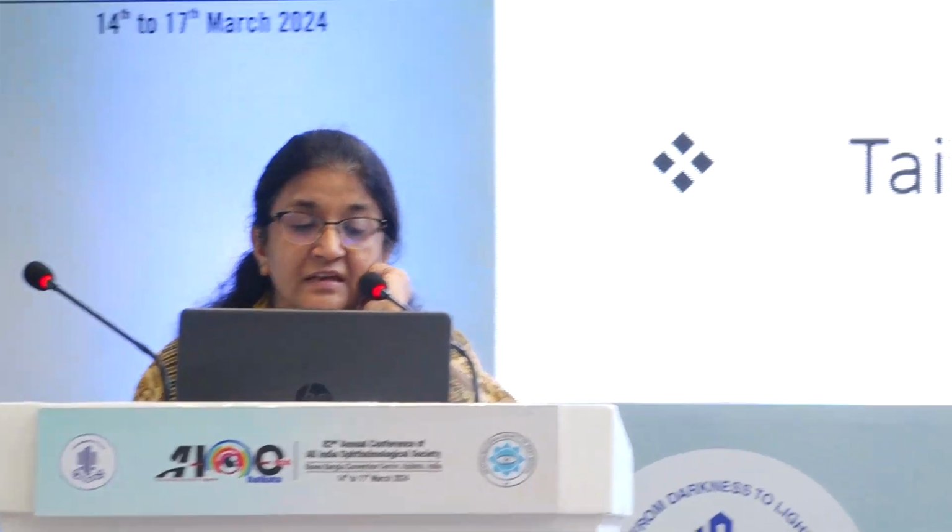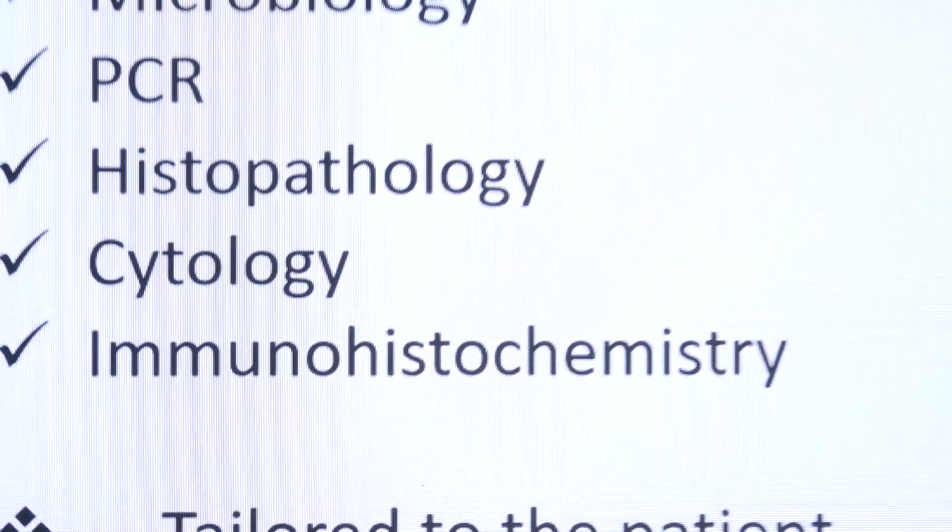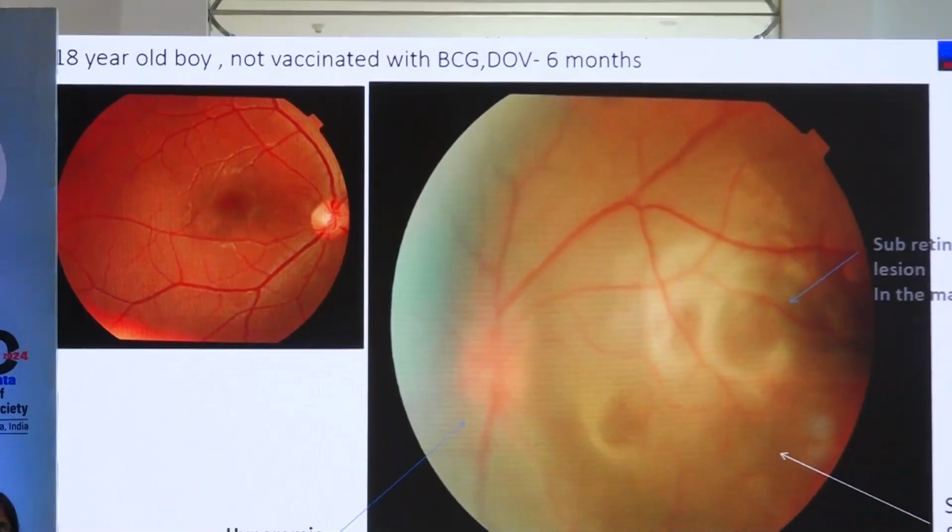And I'm sure JB sir is an expert in this and he will be helping us understand these procedures better. The test that can be done on a vitreous sample, it can be sent for a microbiological examination, for PCR, for histopathology, cytology, and for immunohistochemistry. And these are going to be all tailor-made depending upon what patient you are dealing with.